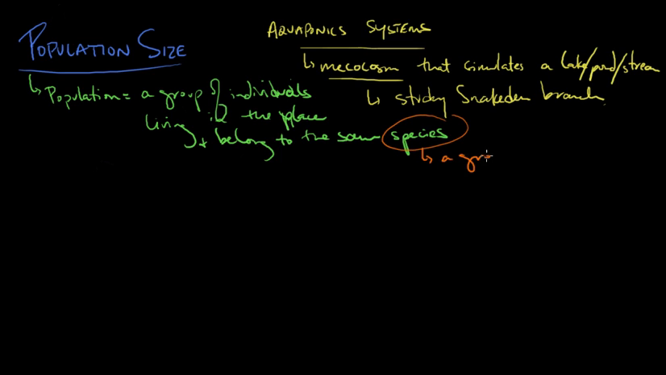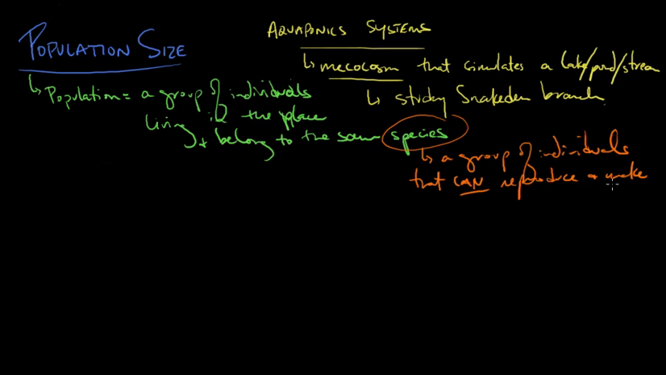This is a group of individuals that can, not necessarily that they do, but they can reproduce and make fertile offspring. And that in itself means something. So I'll leave it there.